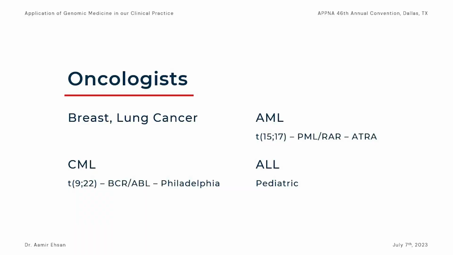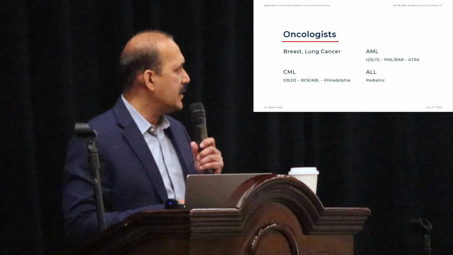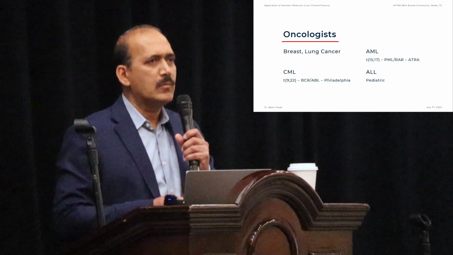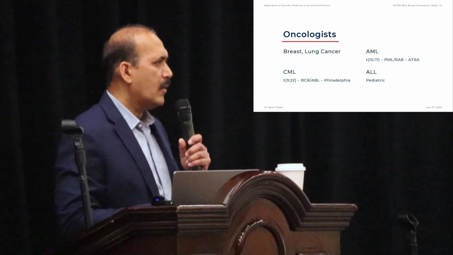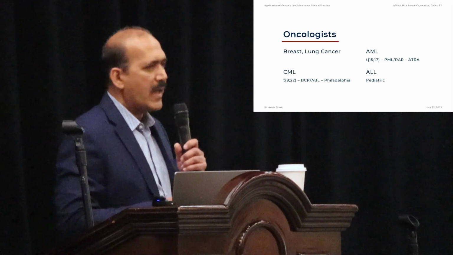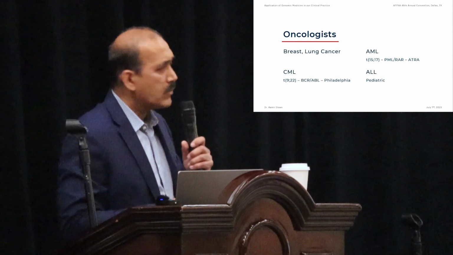AML, the 15-17 translocation, this is a couple of translocations that lead to treatment with ATRA, which is just a heavy dose of vitamin A. What it does is convert or change the cellular differentiation into more mature cells. So the more and more genomic alteration we understand, we see their pathogenesis and the treatment can be modified and be more effective. And the last one is ALL.